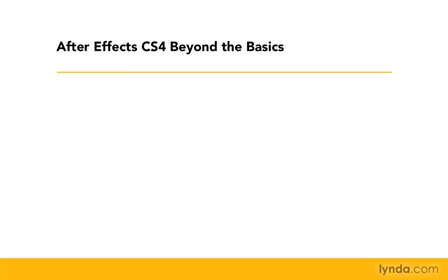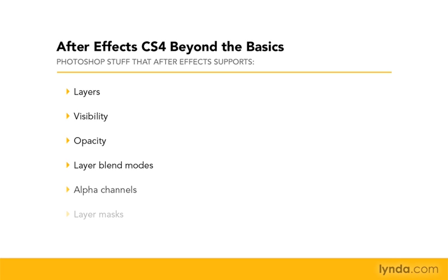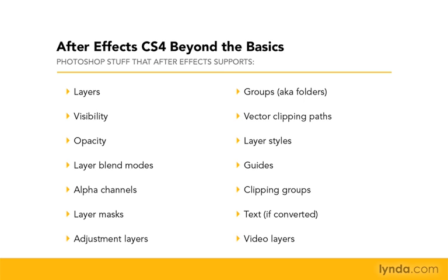Now, I've made up this little chart here that talks about Photoshop features that After Effects supports. For example, layers in Photoshop. If you bring over the PSD file, the Photoshop document, After Effects will recognize the Photoshop layers. It will recognize the visibility of the layers, opacity, blend modes, alpha channels, layer mask, adjustment layers, all this stuff. And I actually add to this list vanishing point, and if you have Photoshop CS4 Extended, 3D layers, which we'll cover later in this chapter.